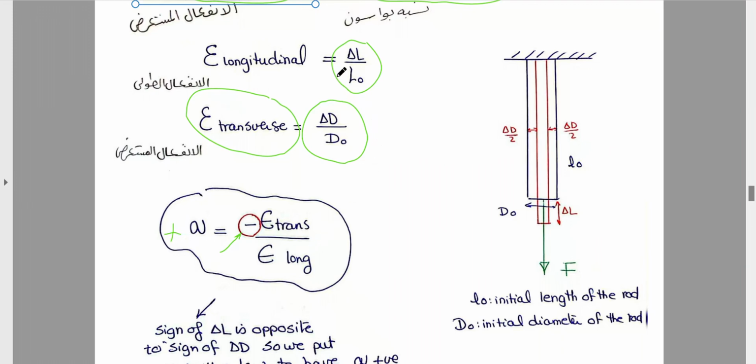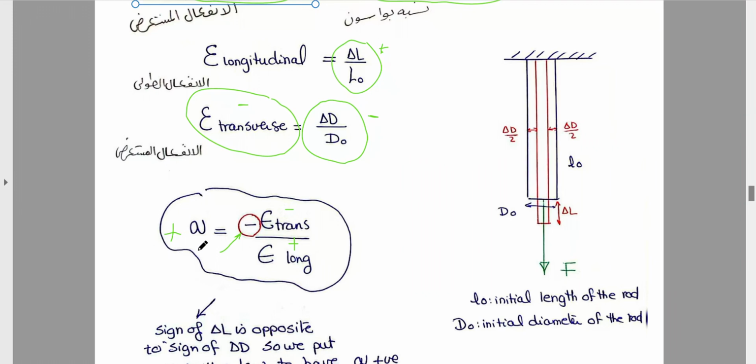Let's discuss what will happen if this force is tensile. If this force is a tensile force, it will increase the delta L. So the change in delta L will be positive and the longitudinal strain will be positive. But it will decrease the diameter. So the change in the diameter will be negative and the transverse strain is negative. So you will divide a negative over positive, which will make the Poisson's ratio negative.